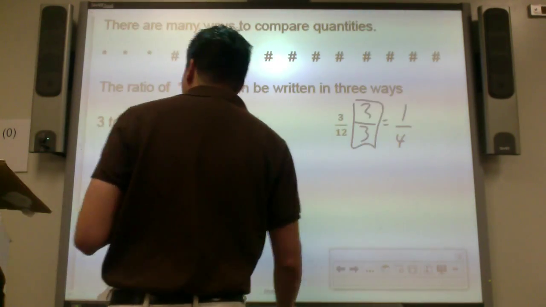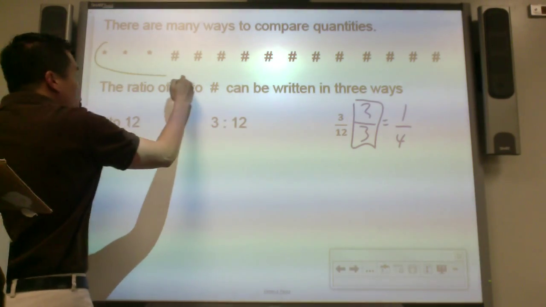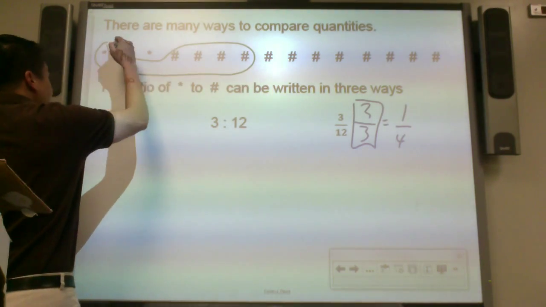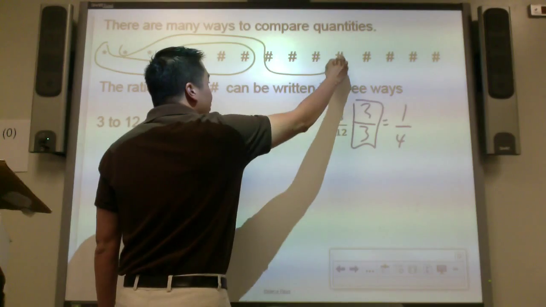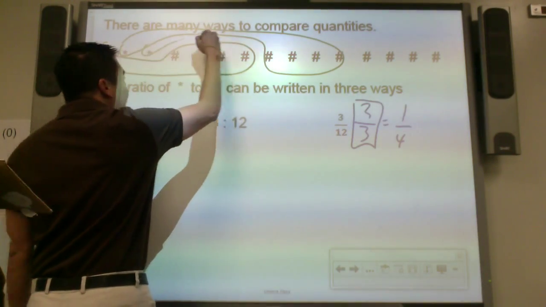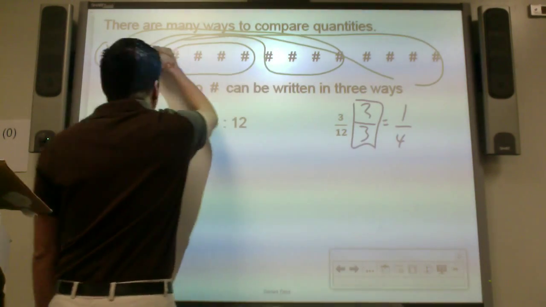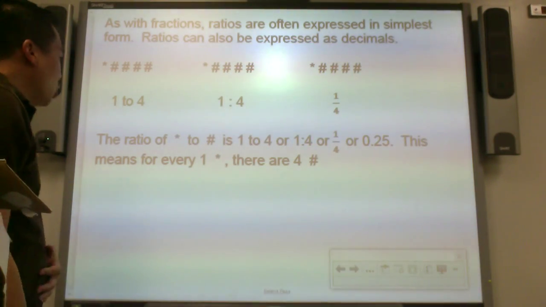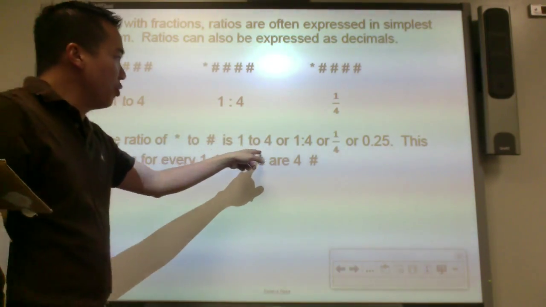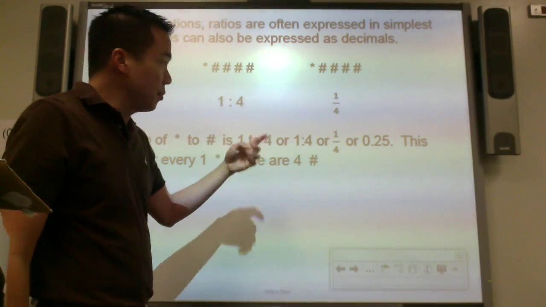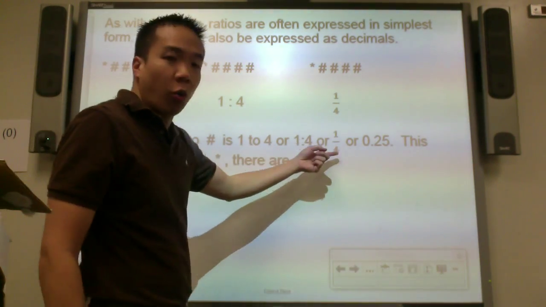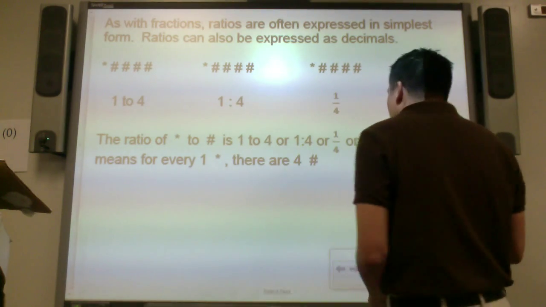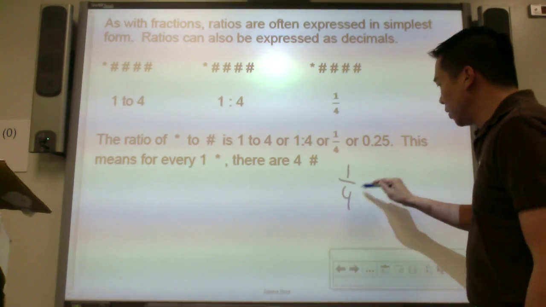Is that really true? Let's go back to our original picture. 1 asterisk for every 4 number symbols. So the ratio of asterisk to number symbol is 1:4 simplified, or 1/4, and the decimal form of 1/4.